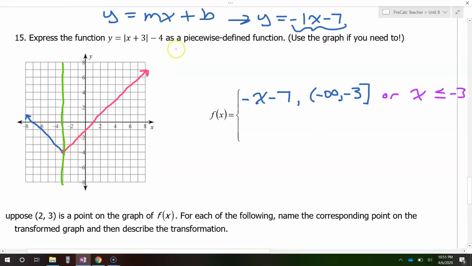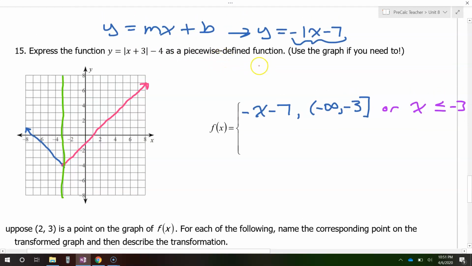Now the red function, again, if you think y equals mx plus b, then we have y equals, and the slope is 1, and the y-intercept is right here at -1. All right, it's where the graph crosses the y-axis. So -1. So that's why I'm going to put x minus 1.